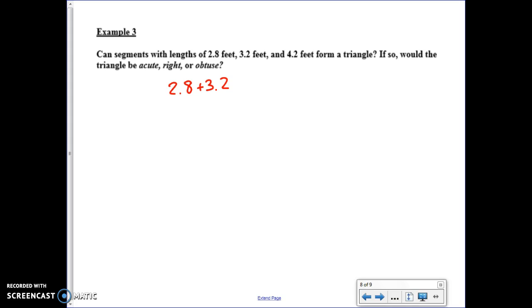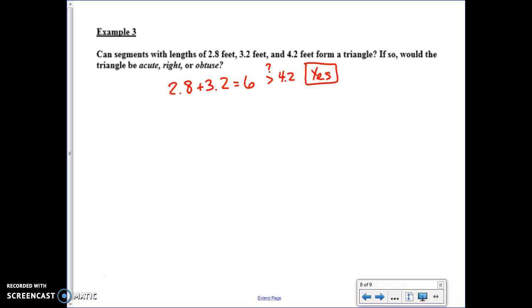So we need to check those shorter 2 lengths to see, are they longer than the longest side? So when we add 2.8 plus 3.2, we get 6. So our question needs to be, is 6 greater than 4.2? Obviously it is. So we would say, yes, it can form a triangle. If it's not a triangle, we're done. We don't have to do any more work because we can't classify it if it's not even a triangle.